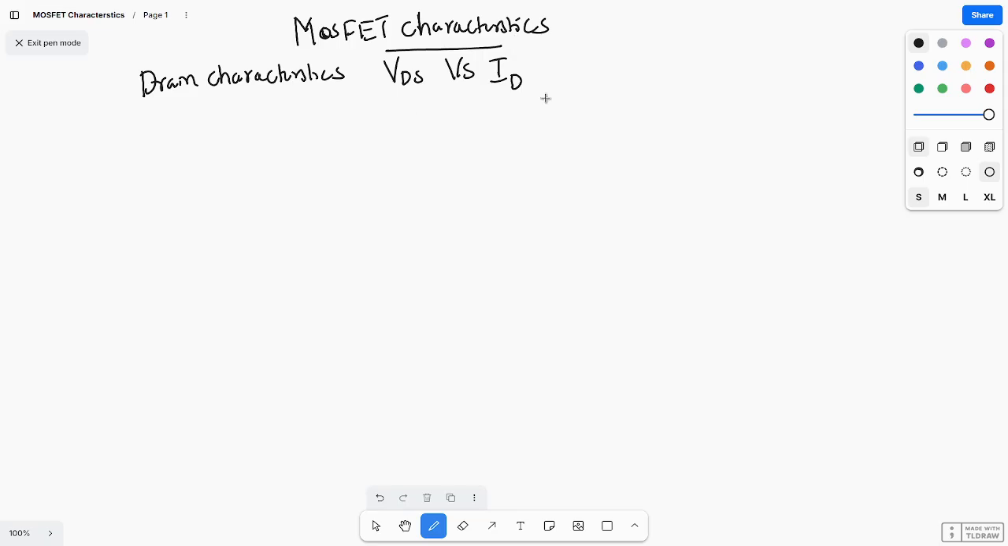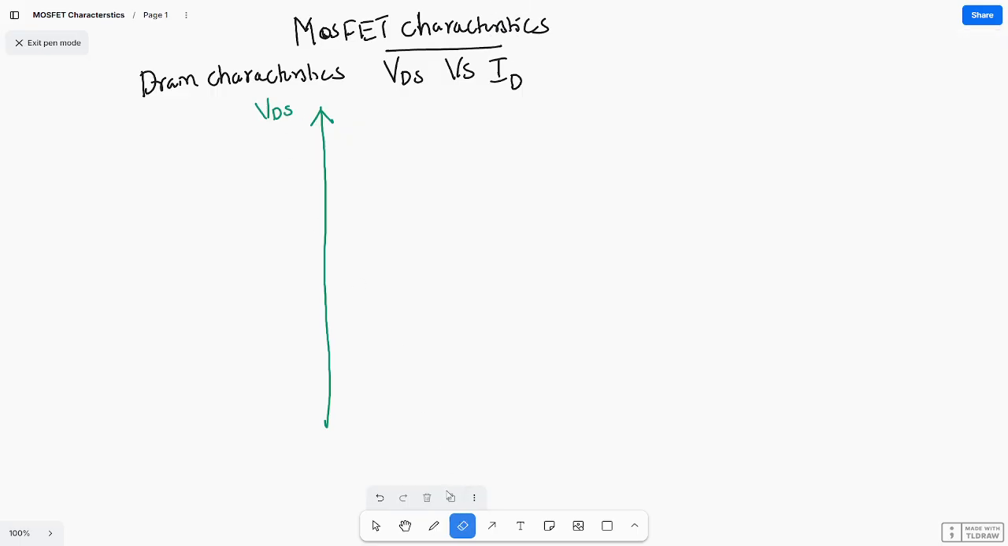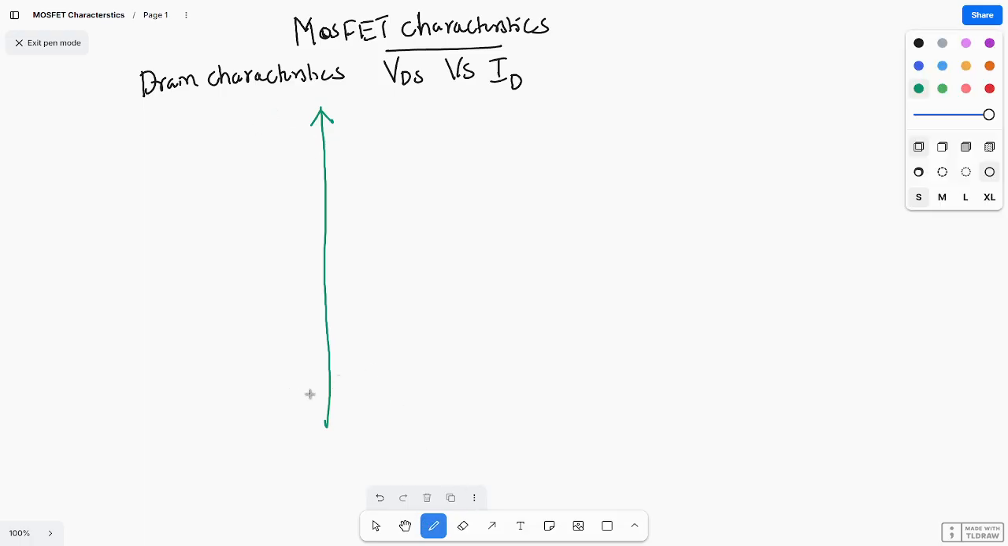If you draw the MOSFET drain characteristics, how will it look? Here, on the y-axis I'm drawing the output current, and the x-axis is the output voltage. This is VDS, and this one is ID, the output current.